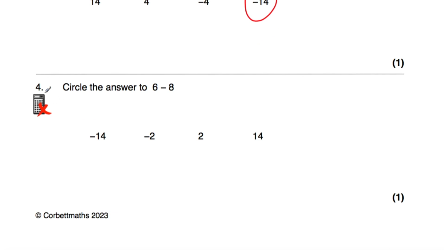Question number 4 says, circle the answer to 6 subtract 8. So if we get 6 and we take away 8, well, taking away 6 from 6 would bring us to 0. We've still got another 2 to take away, so that would be negative 2. So 6 take away 8 would be negative 2, because if we go down 6, that brings us down to 0, but we're going to go down another 2, so that'll be negative 2. So that would be negative 2.